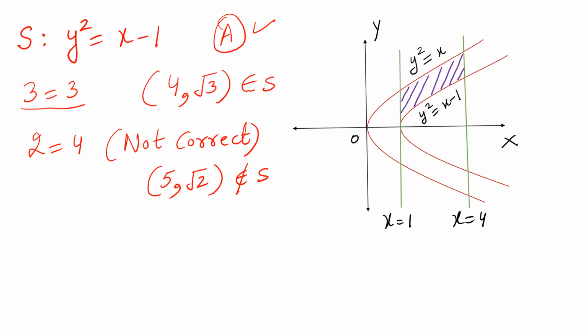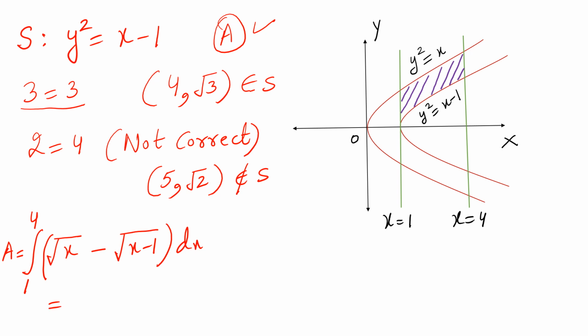Now students, this is given by integral 1 to 4 y of the original parabola, that is square root of x, minus y of the curve S, that is square root of x minus 1 into dx. Now this is the required area. I am calling it by the letter A. Now students, it becomes x to the power 3 by 2 divided by 3 by 2. So this is 2 by 3 into x to the power 3 by 2 minus 2 by 3 into x minus 1 to the power 3 by 2 under the limits 1 to 4.